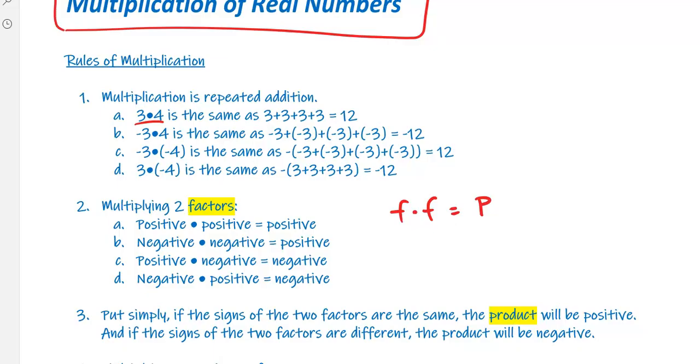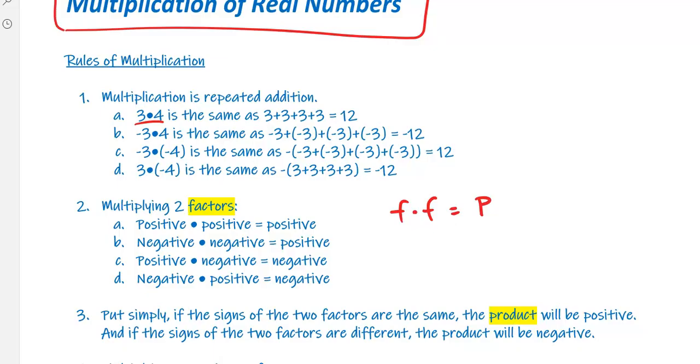If you multiply a positive times a positive, you get a positive. If you multiply a negative times a negative, you also get a positive. However, if you multiply a positive times a negative, the product is negative. Or if you multiply a negative times a positive, the product is negative.